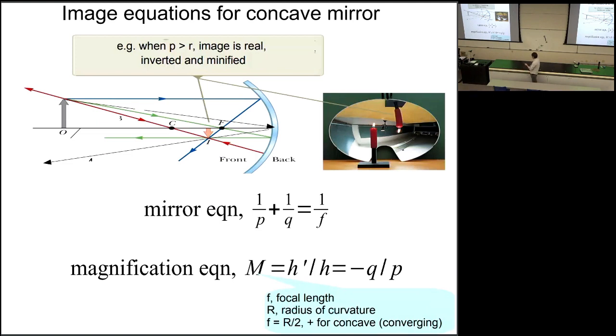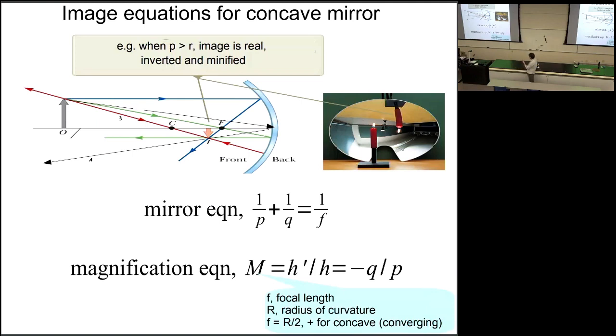This equation tells you the magnification. It tells you that the magnification, the relative height of the image compared to the object, h prime over h, is equal to this ratio here. It's negative Q over P. So you just take the ratio of the image position to the object position, and that will tell you the magnification. And you can see that at work in this picture here.